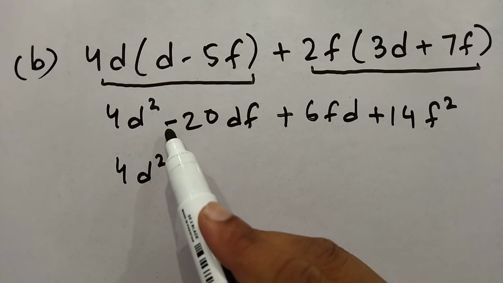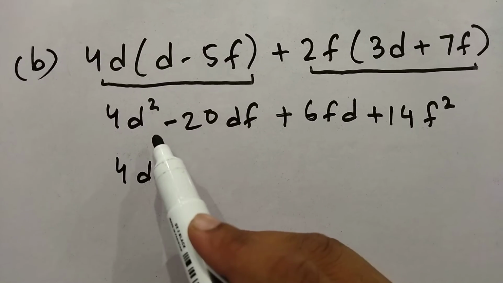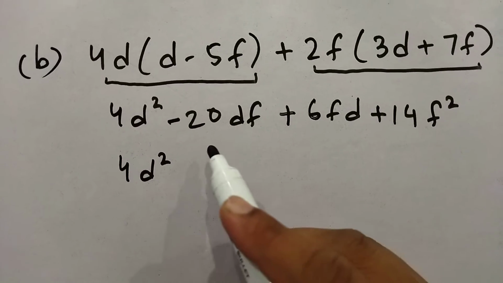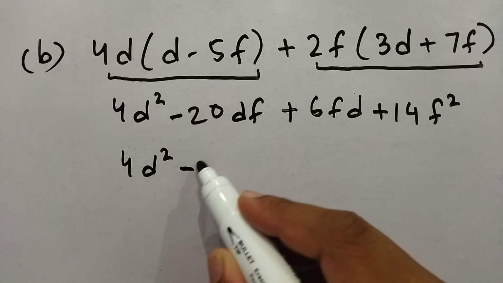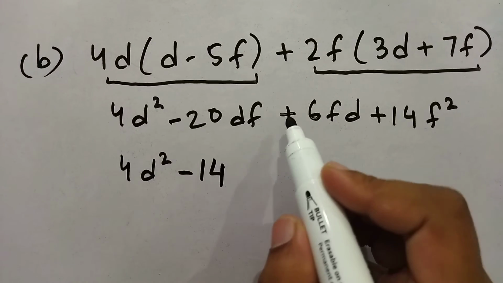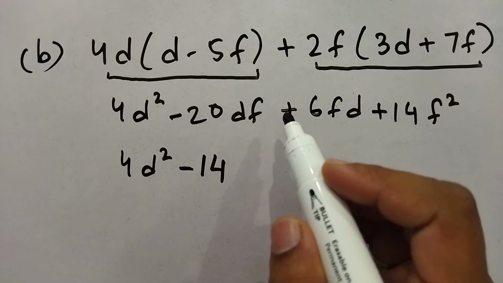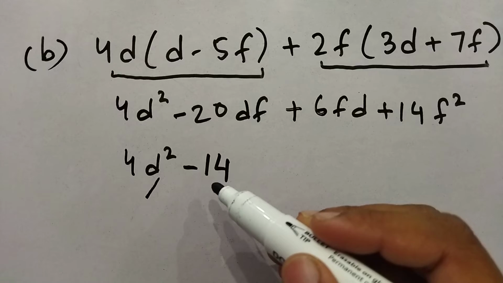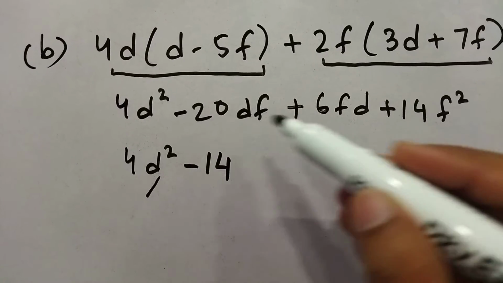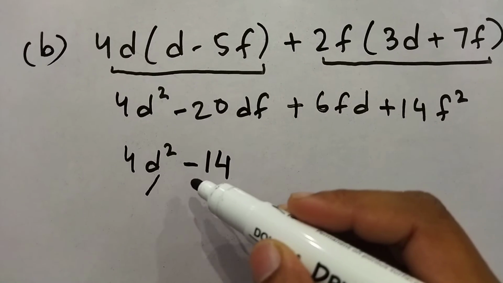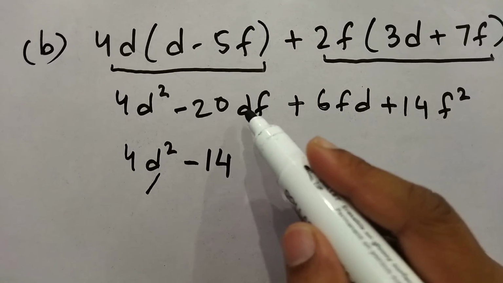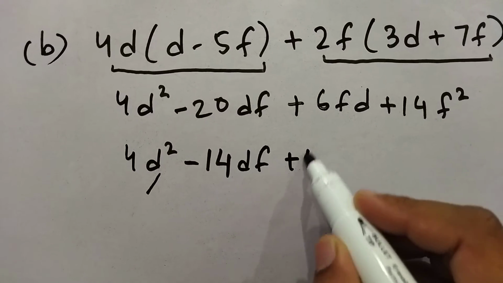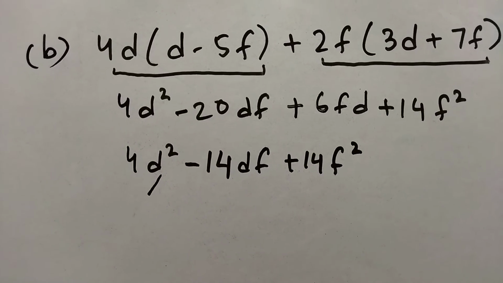So minus 20 plus 6. These coefficients will be added together. So minus 20 plus 6 gives us minus 14. Why? Because minus plus is minus. So we are going to apply subtraction between the two, and the sign of greater number will come over here. So 20 minus 6 is 14 and sign of 20 is minus. So we are going to put minus over here, and then DF will be written as it is, and the last term is 14F square. This is the answer, right?